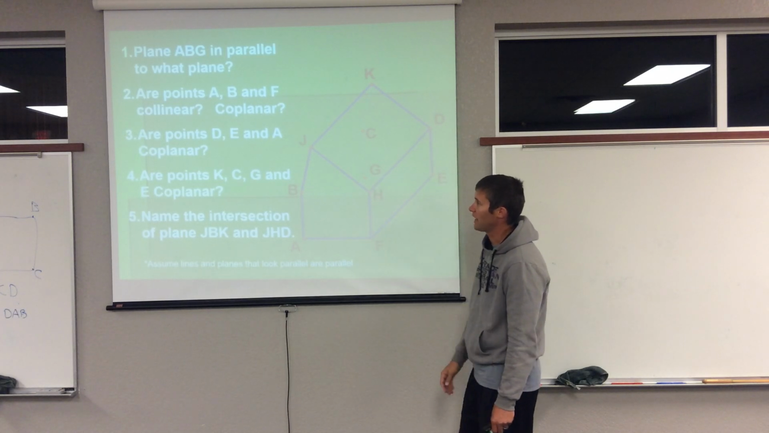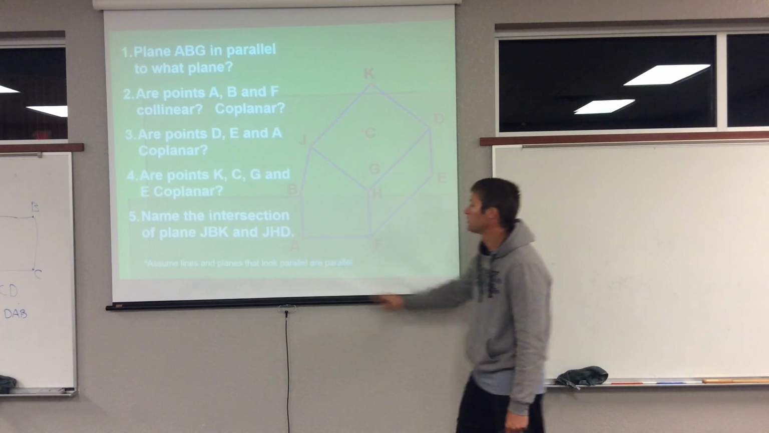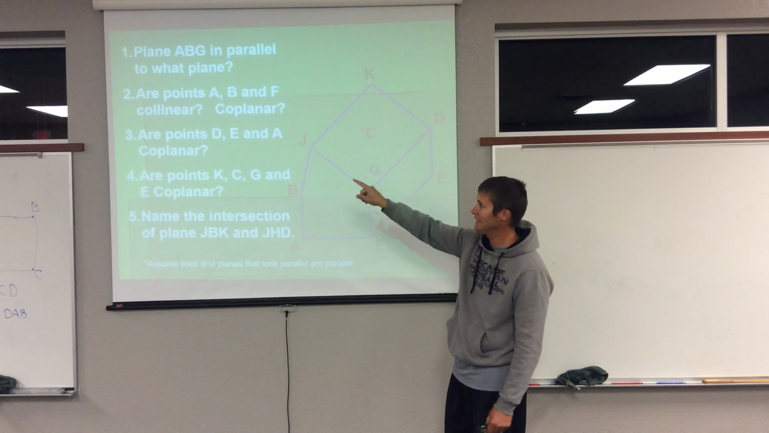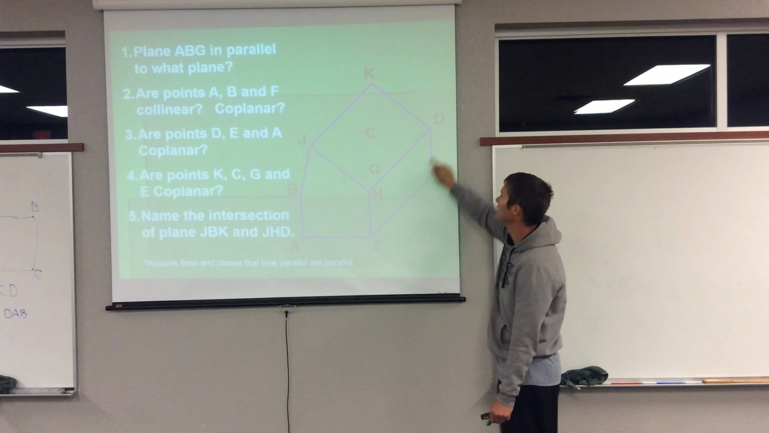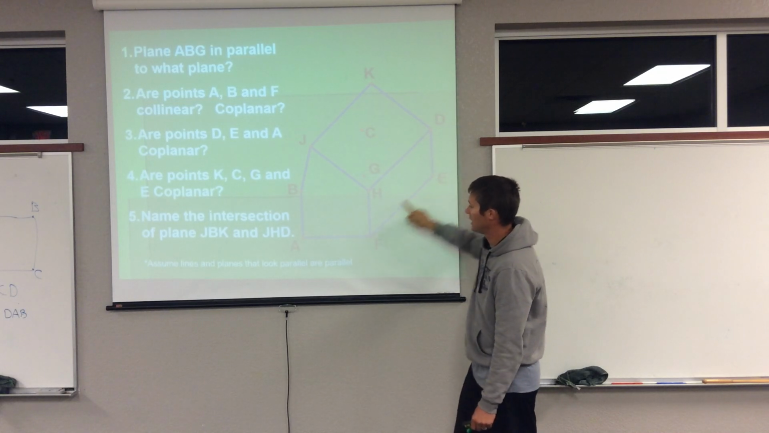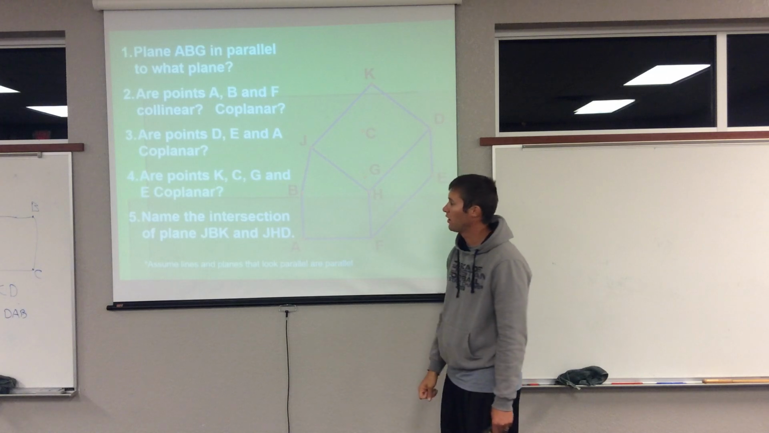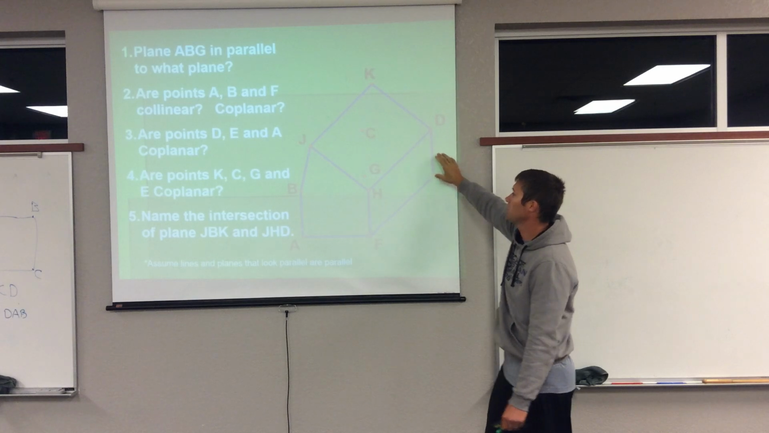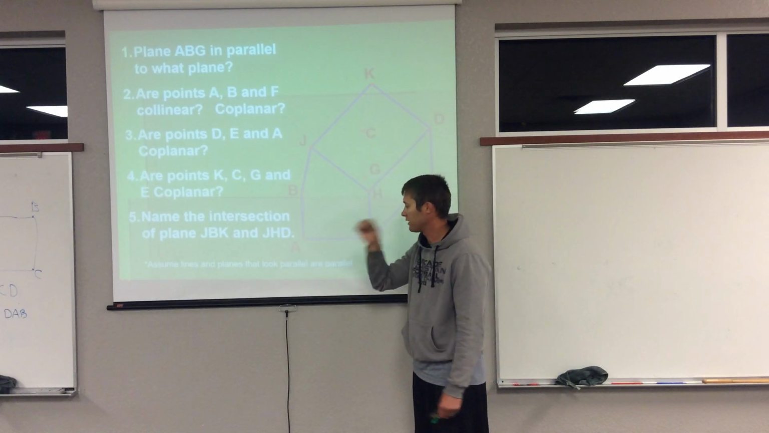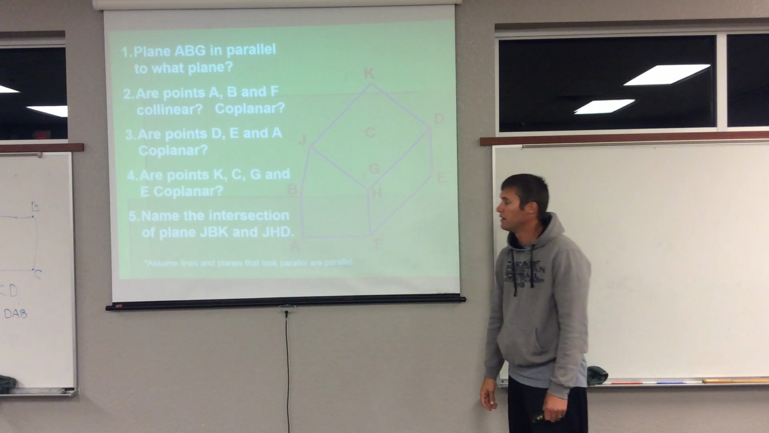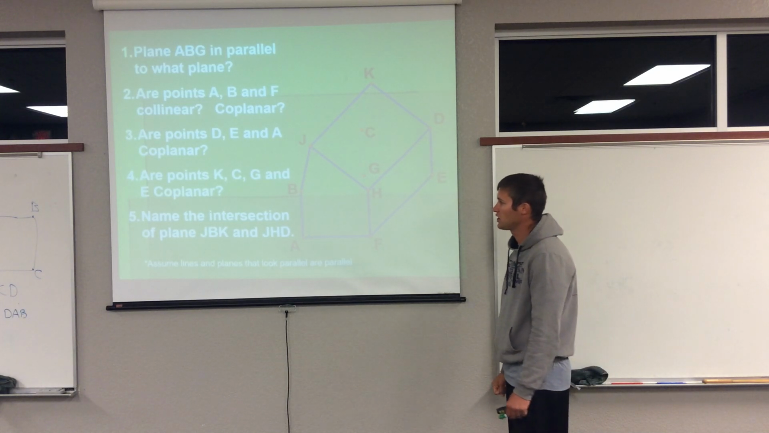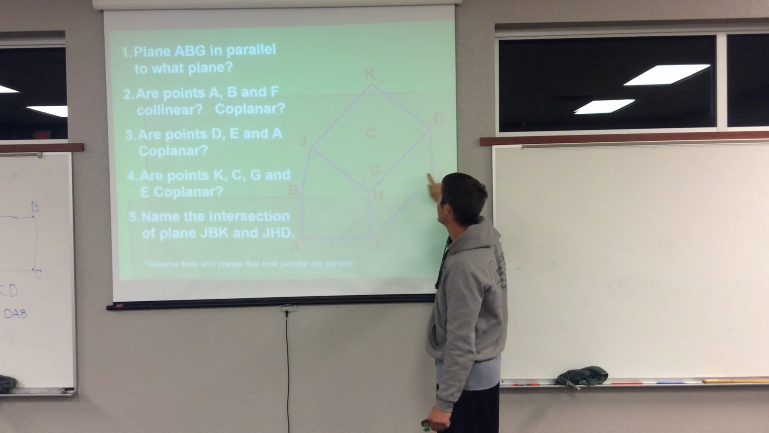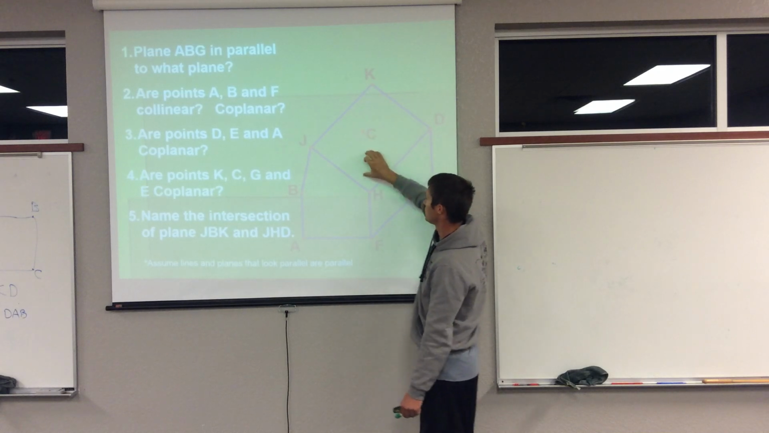Okay? Are points A, B, and F collinear? So A, B, and F are collinear. Yes. Are points D, E, and A coplanar? So go ahead and find D, E, and A. No, they're not coplanar. D and E, we're talking about this back plane, and then A. So they're not connected. Are points K, C, G, and E coplanar? K, C, G, and E.